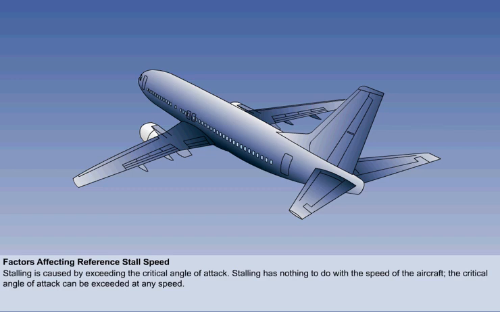calibrated airspeed at which a large aircraft in the EASA category CS-25 stalls. You also learned that stalling is caused by exceeding the critical angle of attack. Stalling has nothing to do with the speed of the aircraft. The critical angle of attack can be exceeded at any speed. It is worth noting here that to do so in the upper end of an aircraft's speed range is likely to exceed its structural limitation, or G limit.